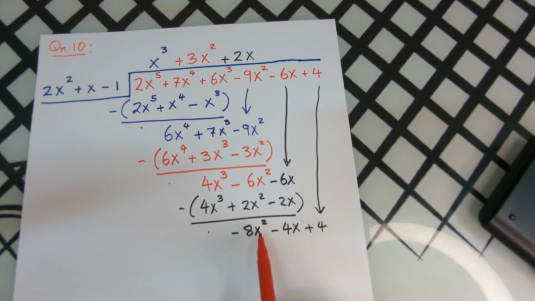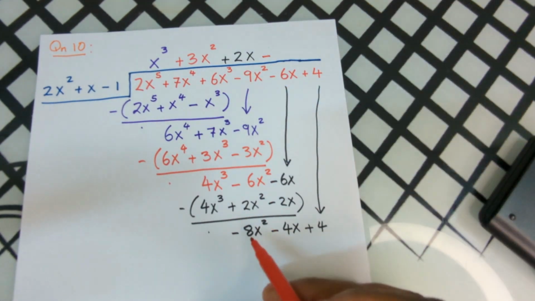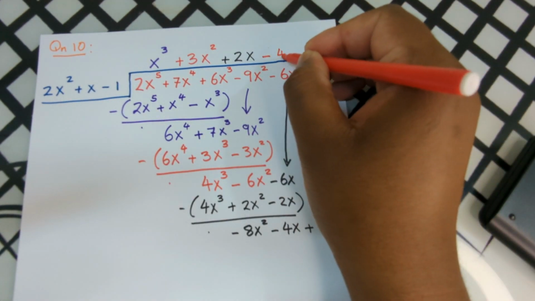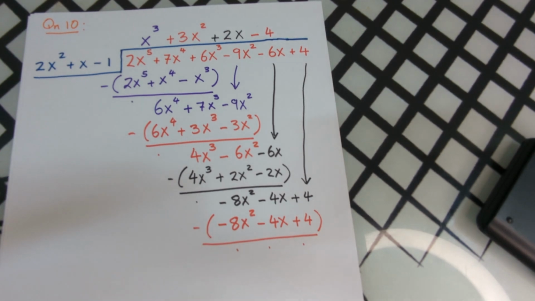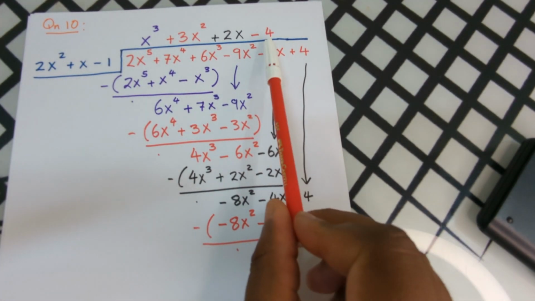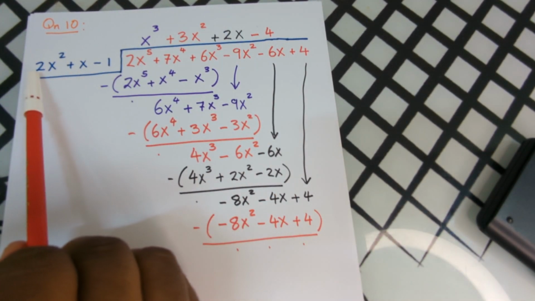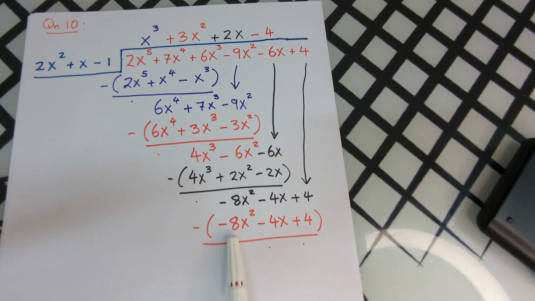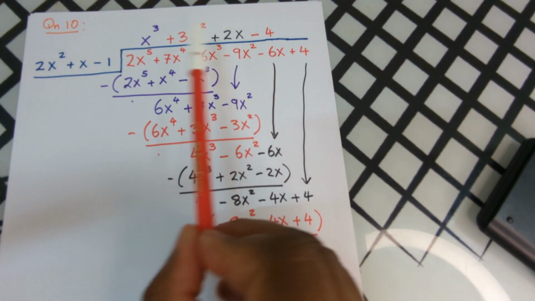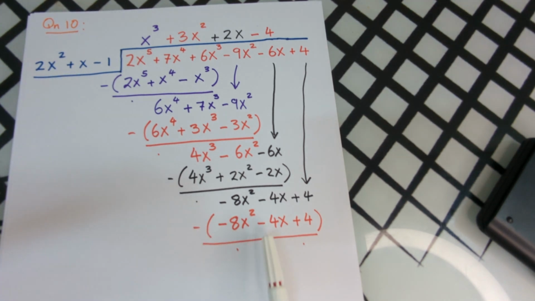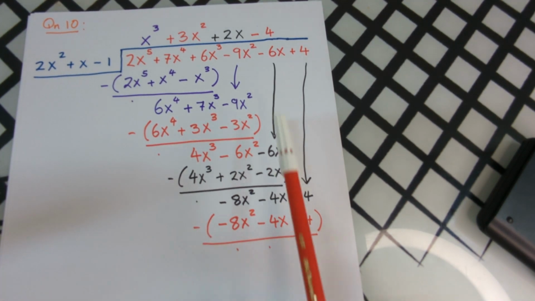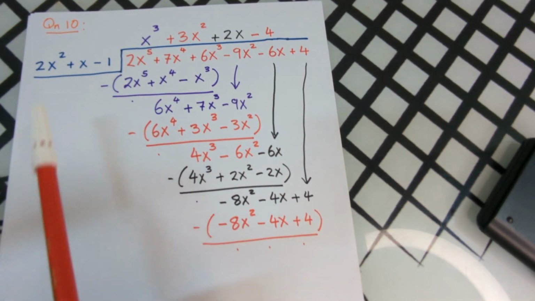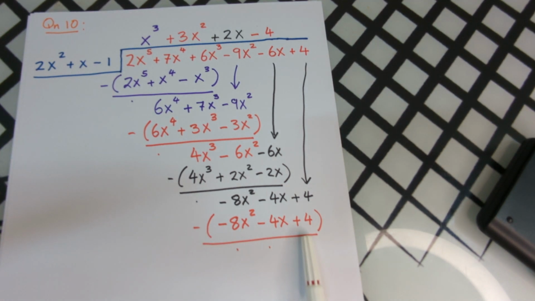Minus 8x squared divided by 2x squared. Minus 8 divided by 2 is negative 4. And now, multiplying negative 4 with 2x squared will give us negative 8x squared. Negative 4 multiplied by x will give us negative 4x. And negative 4 multiplied by negative 1 will give us positive 4.